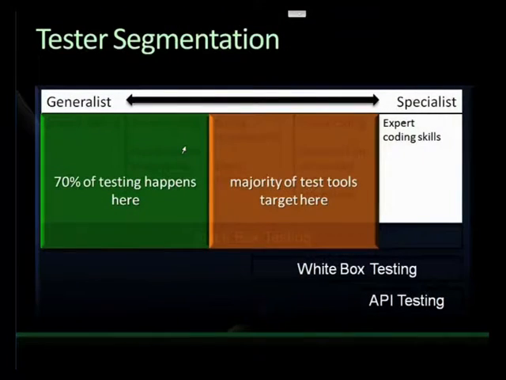Unfortunately, the tools we have in the industry today all focus on the other segment, the specialist testers. They are not really targeting the manual testing segment, the generalist testers. Based on all the surveys we did, we figured that we need to focus on the manual tester. So we've introduced a bunch of capabilities specifically for manual testers, because 70% of the testing that takes place today is manual testing.